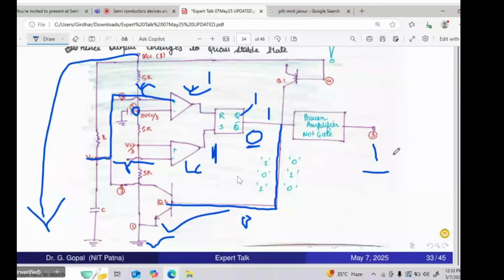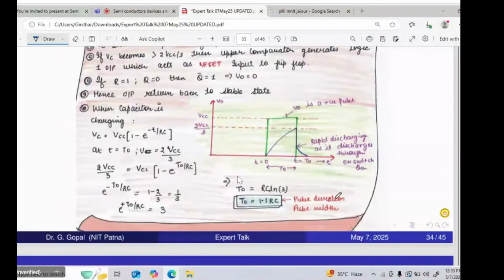So based on this operation, I am drawing this waveform. This is the output voltage, and when V0 is 1, the capacitor starts charging exponentially. If VC is greater than 2 VCC by 3, the upper comparator output becomes 1, which acts as a reset for the flip-flop. Then V0 returns back to 0. So this is the operation waveform. The capacitor charges to 2 VCC by 3, as I have already told. Whatever operation I have already described, I have represented graphically here.